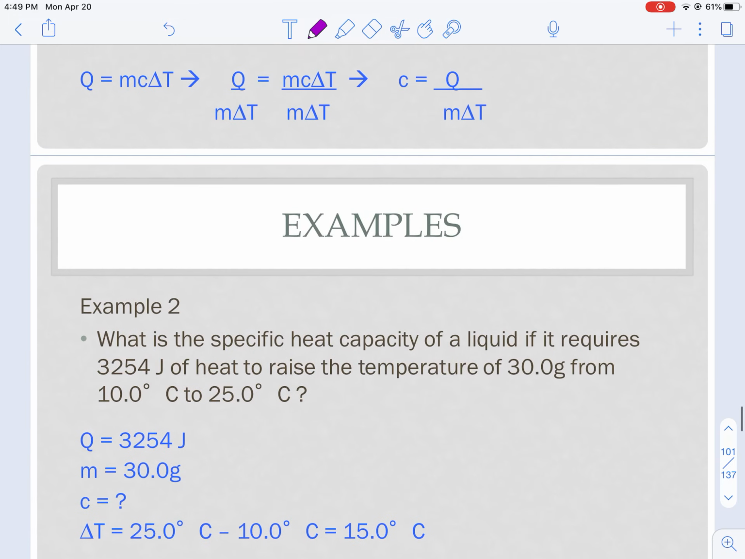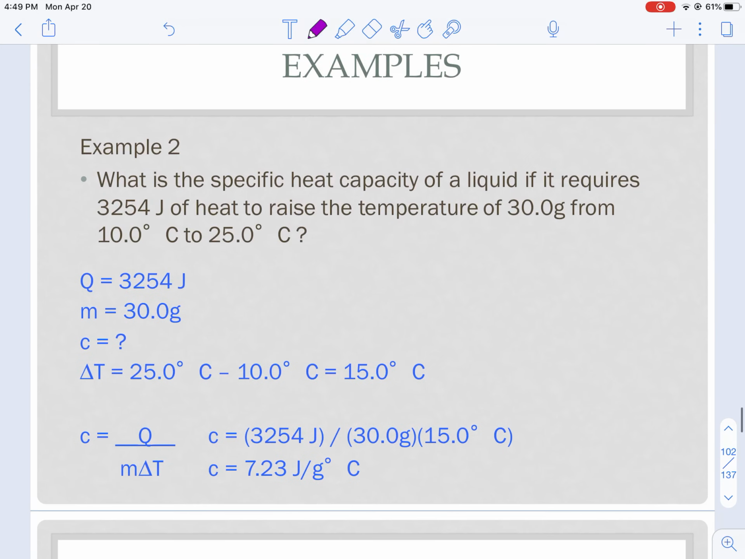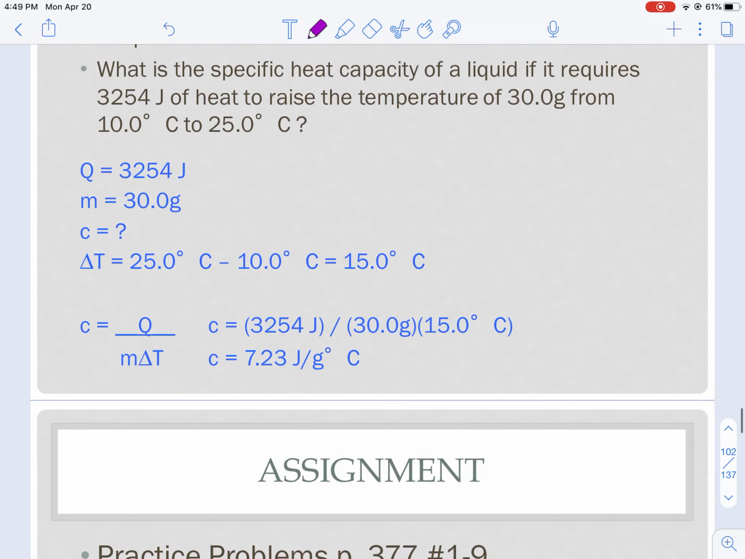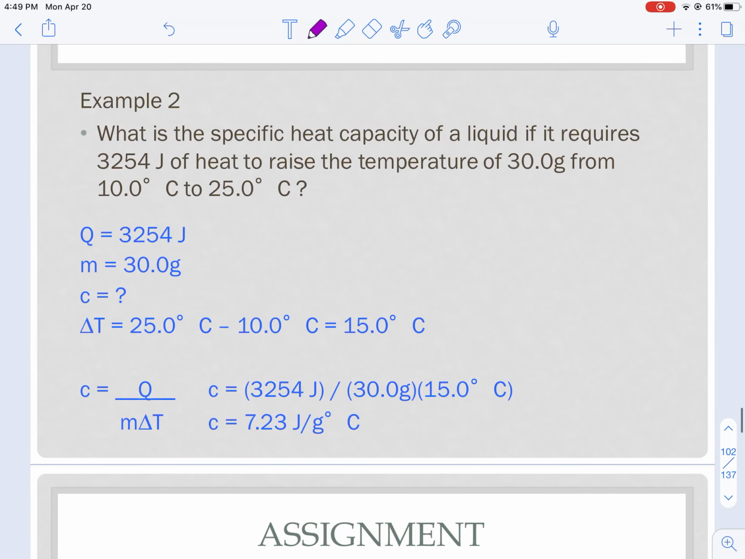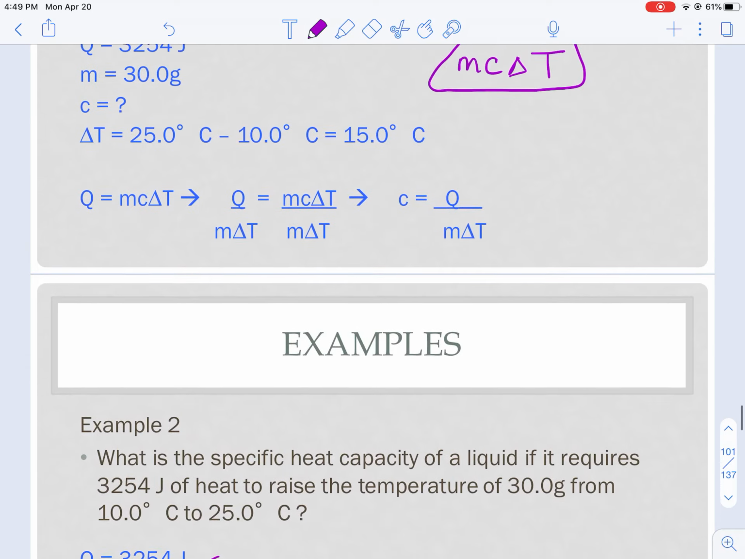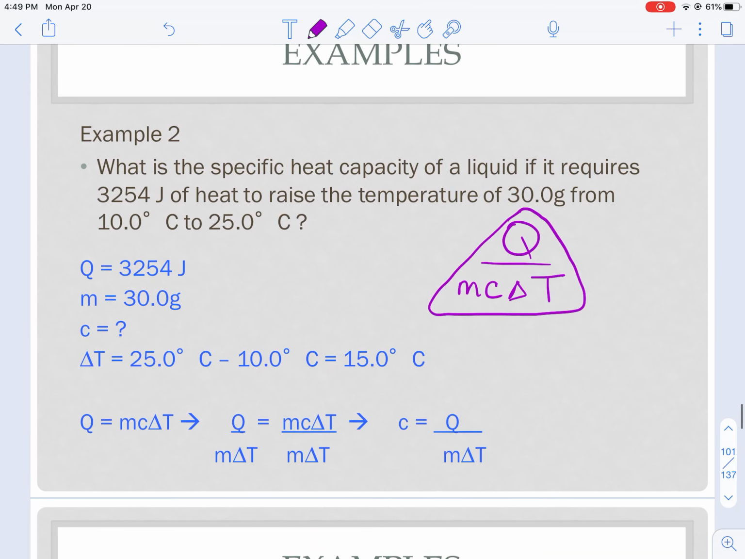Second example we'll do to wrap up this section is this one that actually comes out and tells you the joules of energy, the mass, and the temperature change. So what you're looking for is the heat capacity.